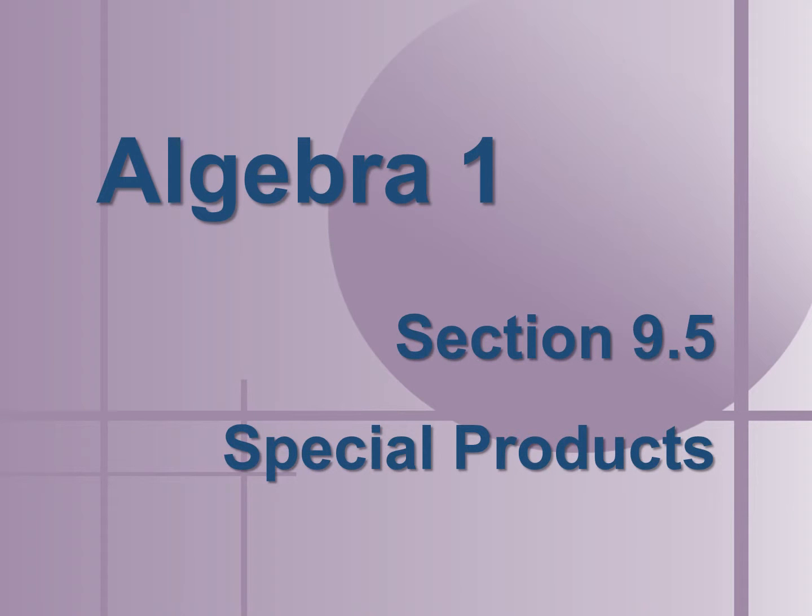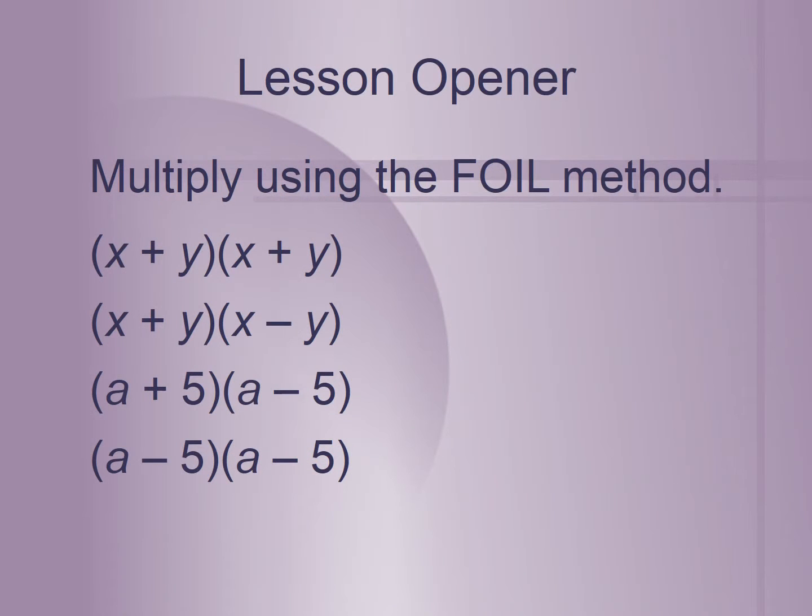Today we're looking at special products of binomials. So we've been learning how to multiply polynomials, and then we learned how to multiply binomials using the FOIL method. And now we're going to look at some special products of binomials, and we're going to recognize some patterns that are going to make it easier for us to be multiplying binomials. So let's go ahead and begin with some practice.